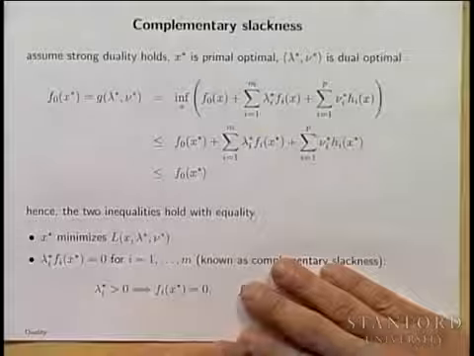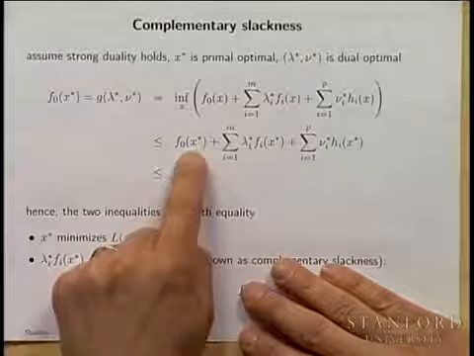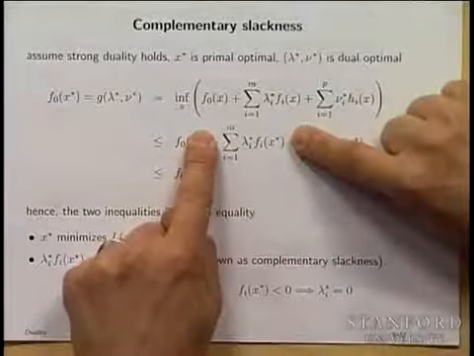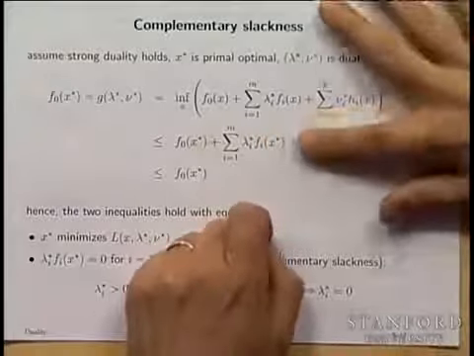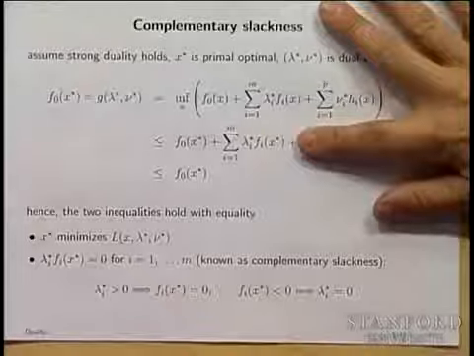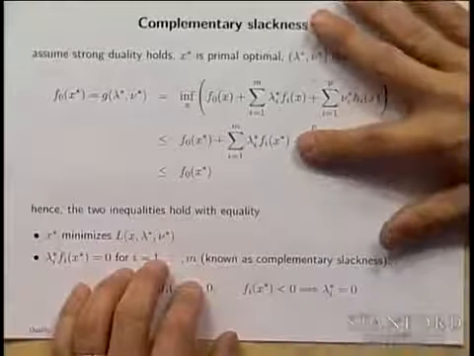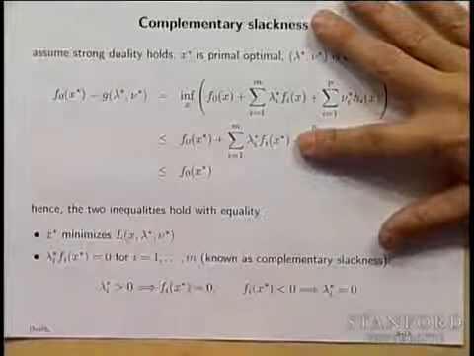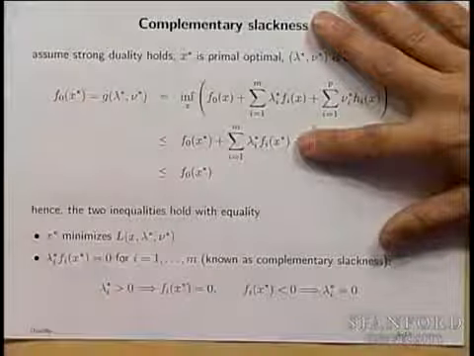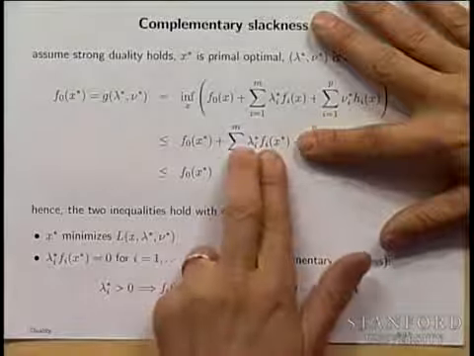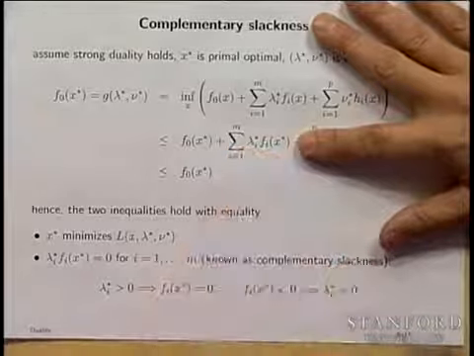So I plug in x star, and I have the following. Very interesting. This says f0 of x star is less than or equal to f0 of x star plus something where every term in that is less than or equal to 0. So this one is not relevant. Everything here is 0. And now you say, wait a minute here. If this thing is less than or equal to that, which is less than or equal to that, and that's the same as that, then they're all three equal. And we have no choice but to conclude that the sum of lambda i star times fi of x star is 0.